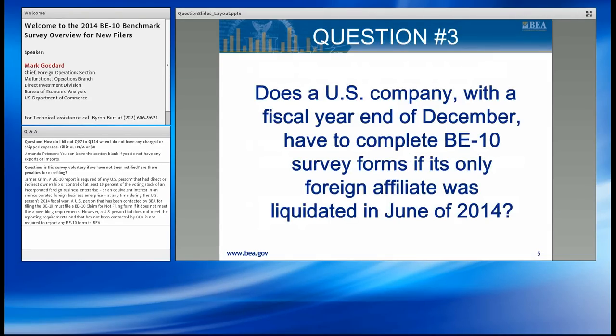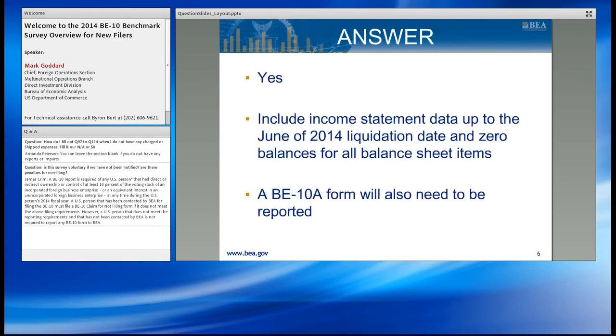Does a U.S. company with a fiscal year end of December have to complete BE10 survey forms if its only foreign affiliate was liquidated in June of 2014? Yes. If the foreign affiliate was owned during any portion of 2014, then a form must be filed for that foreign affiliate.